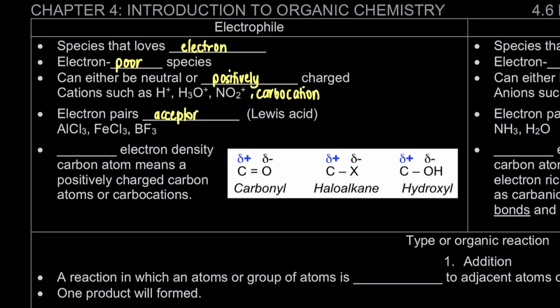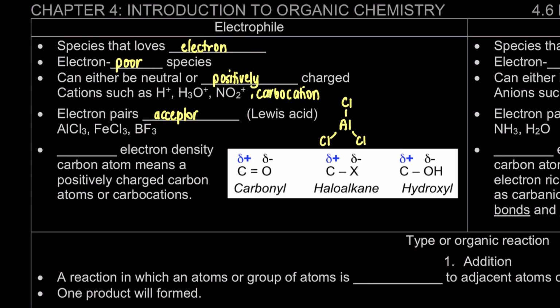So why can it accept electron? For example, I'm just going to draw AlCl3. When we draw the Lewis structure for AlCl3, we can see that Al hasn't achieved octet yet. Again, Al is actually an example of incomplete octet. So when it is an incomplete octet, it means that it can accept electron to achieve octet itself. So that's why AlCl3, FeCl3 or BF3 is an example of an electron pair acceptor. Again, why? Because it's actually an electron poor species, hasn't achieved octet yet.